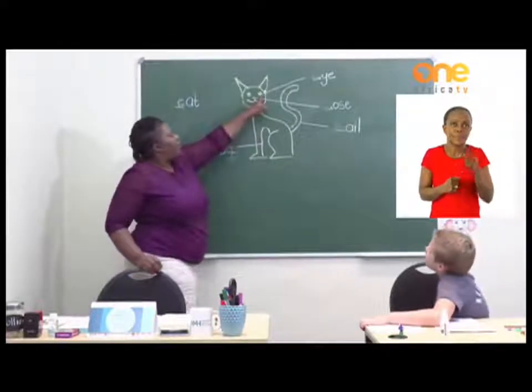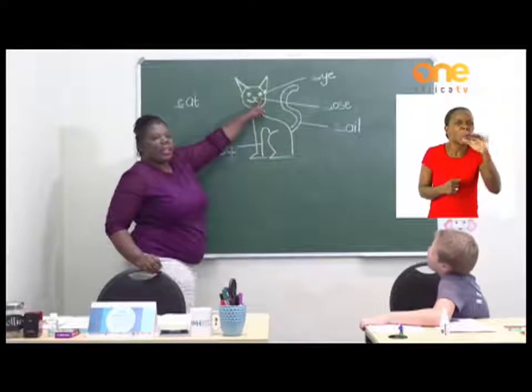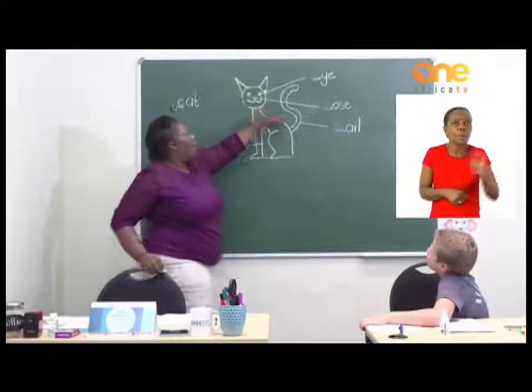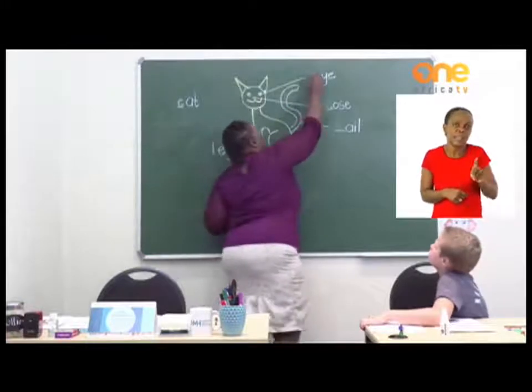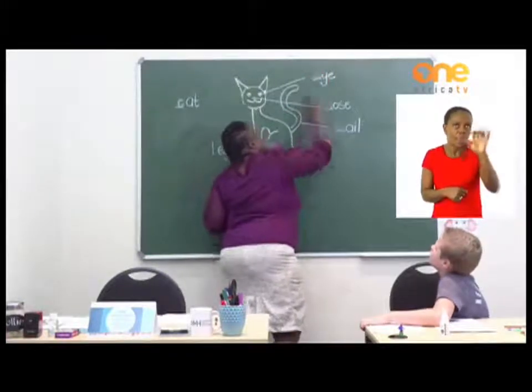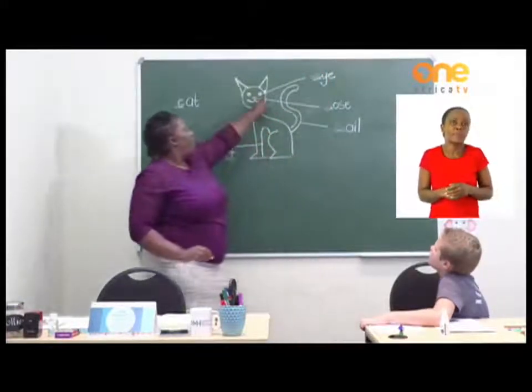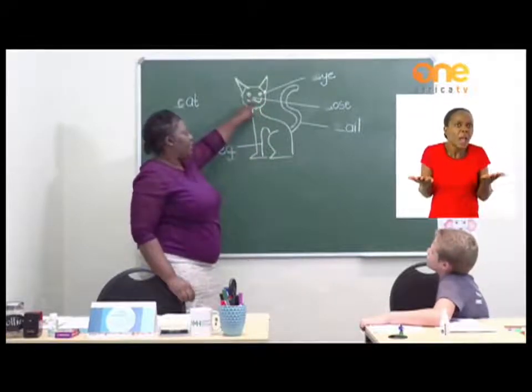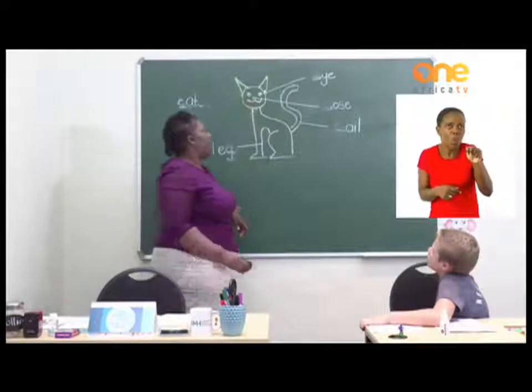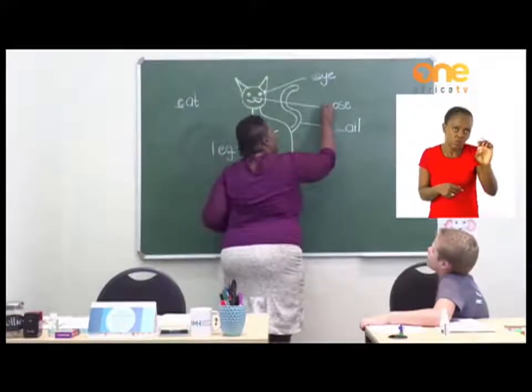Here I've got, what is this? Eye. Yes, it is an eye. What am I going to put here? E. E for eye. What is this? Nose. Yes, it is a nose. What am I going to write? N. The letter N.